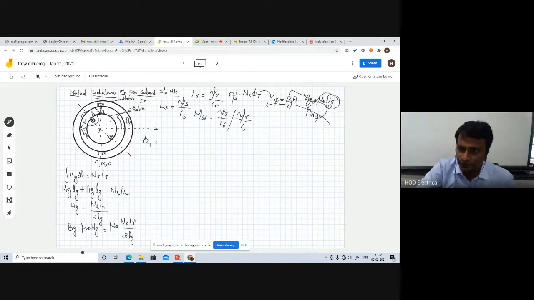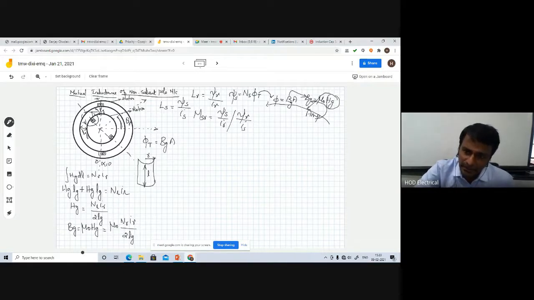Flux is nothing but Bg times the area. The rotor is cylindrical, so the axial length also has to be taken into account. This is a cylindrical surface, so we have to take the axial length L, and the radius R. Then another important point is how the flux density is distributed.